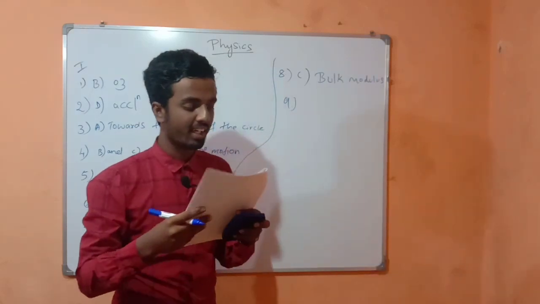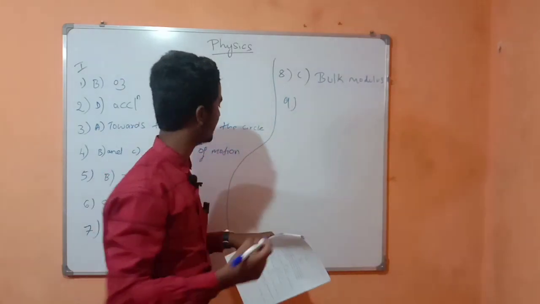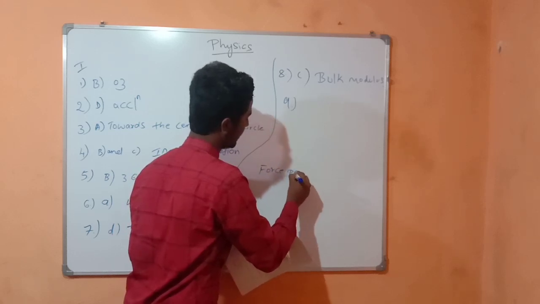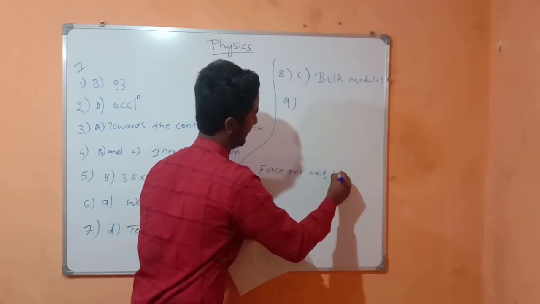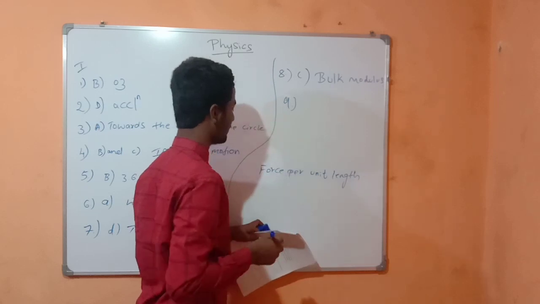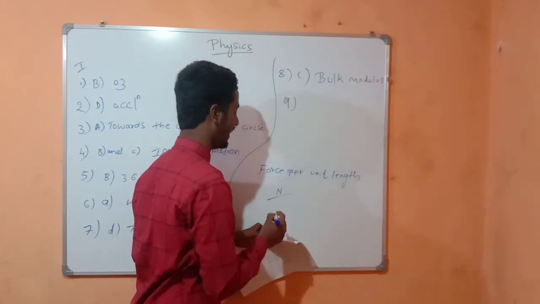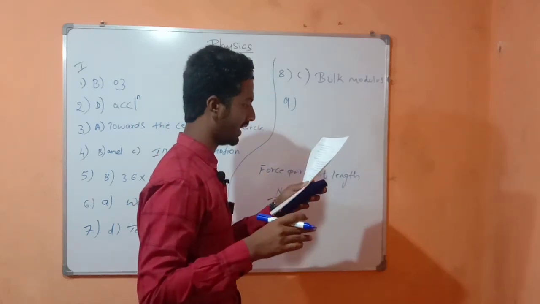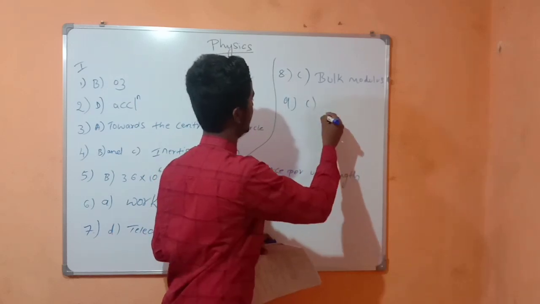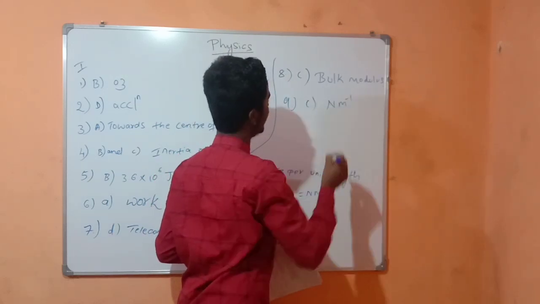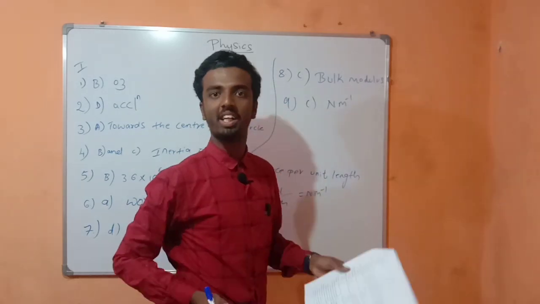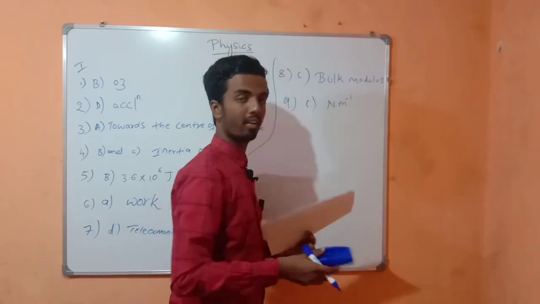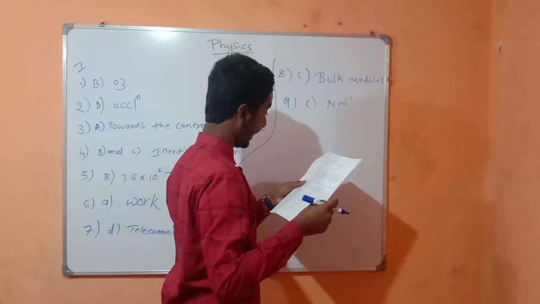The 9th question says that SI unit of surface tension. What do you mean by surface tension? Let me write. Surface tension is equal to force per unit length. Correct, children? What is the SI unit of force? It's Newton. Per means divided by, length means meter, so it is Newton per meter. That is option C. Newton per meter is the SI unit of surface tension, dear children. Let me move to the 10th question, children.